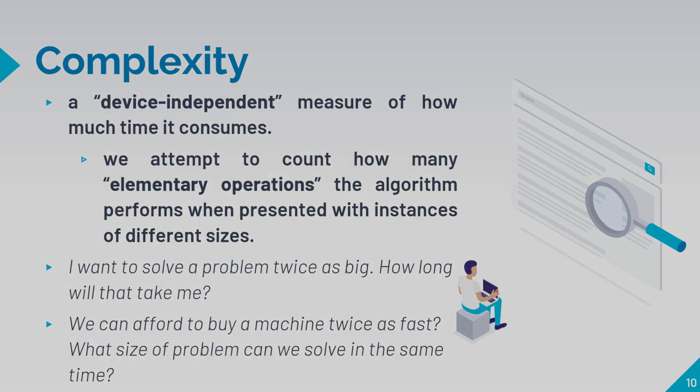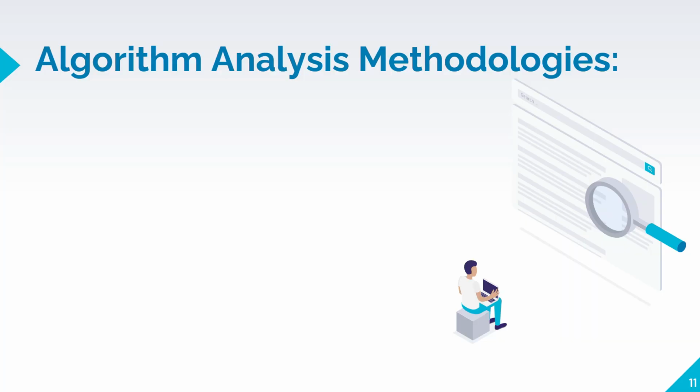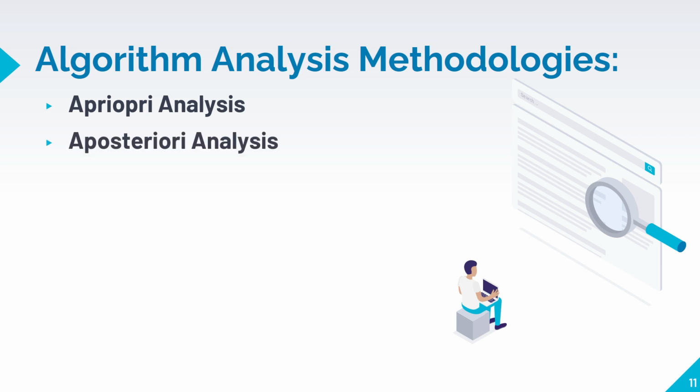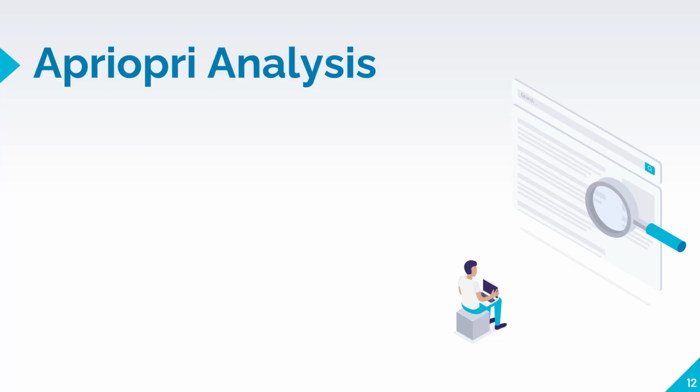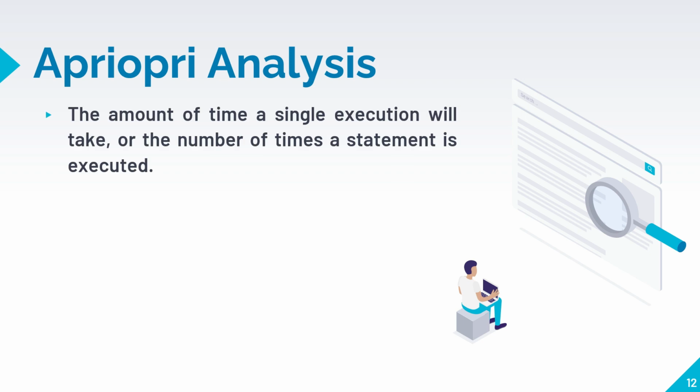So now let's have the algorithm analysis methodologies. We have the Apriori Analysis and the Aposteriori Analysis. Let's start with the Apriori Analysis. A priori analysis is the amount of time a single execution will take or the number of times a statement is executed. Space consumed may also be estimated.